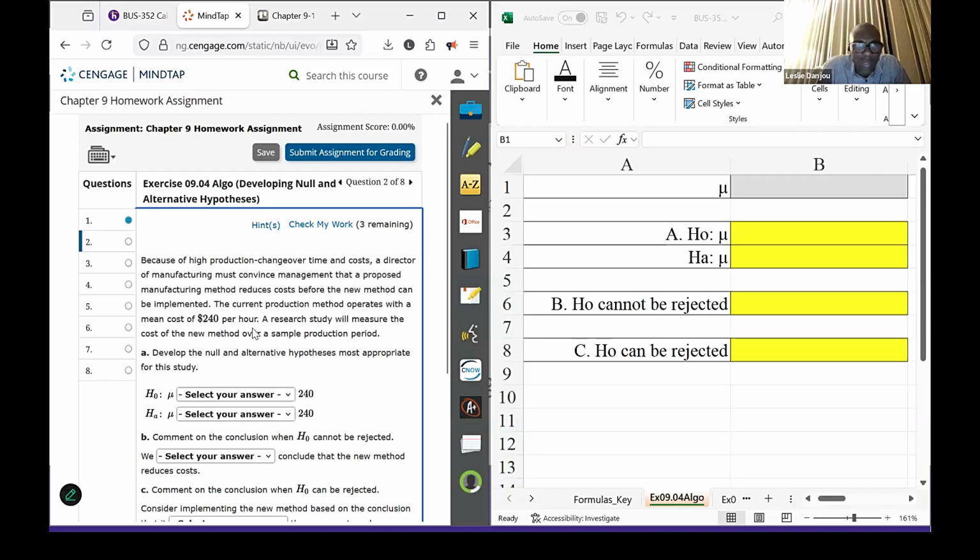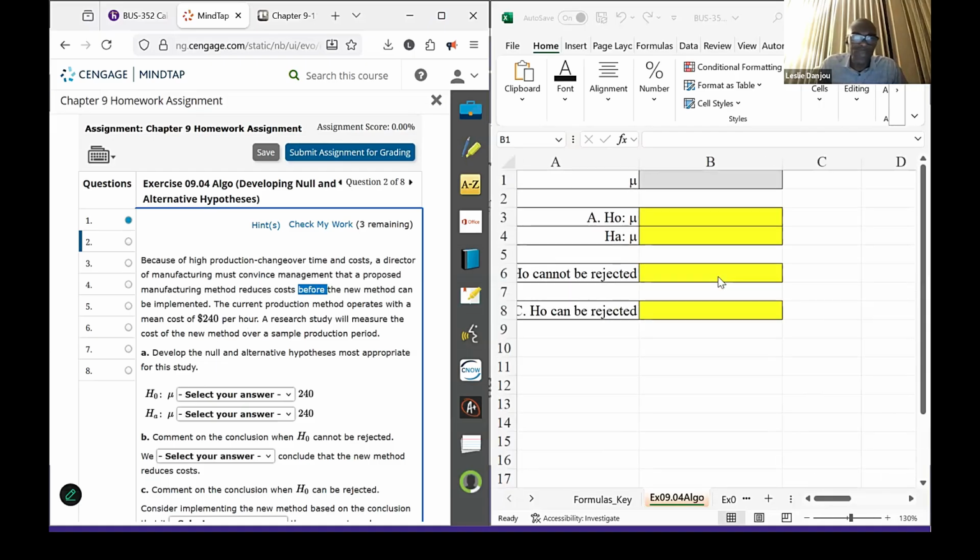And right off the bat, as I'm looking in here, I see the word reduces, before. This to me would represent a left-tailed test. So right off the bat, before I know what my hypothesis value is, what my average is, I've read this and I see reduces. So I'm going to make the assumption that the claim is less than. Well, right off here, I see that the mean cost is 240. Please, on your end, put in your mean.